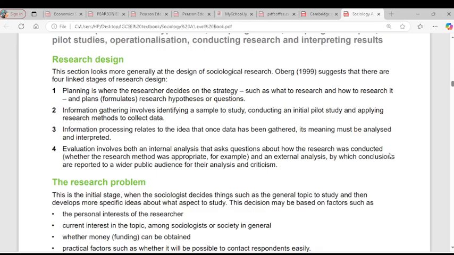Is research design clear? Yes. Any question about research design? Good. So that takes us to research problem.